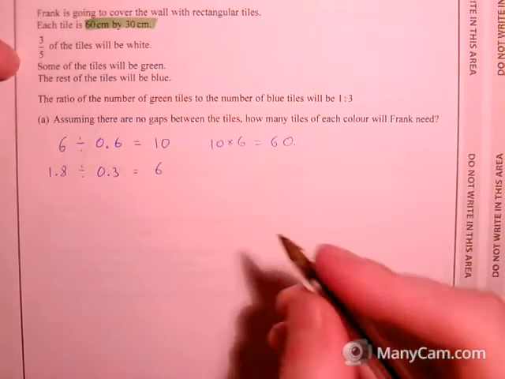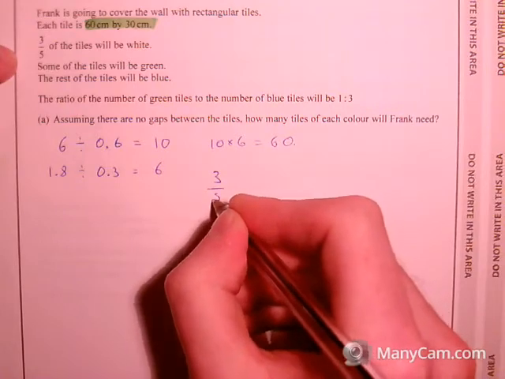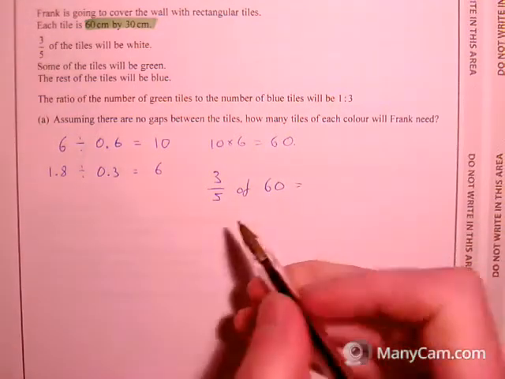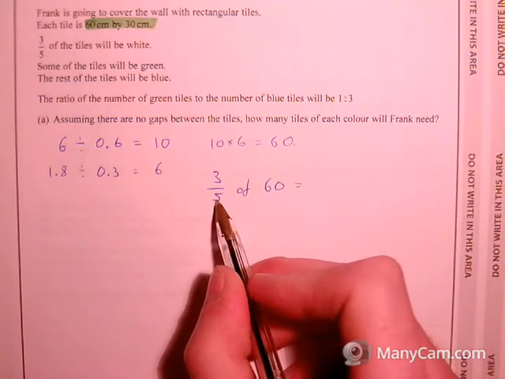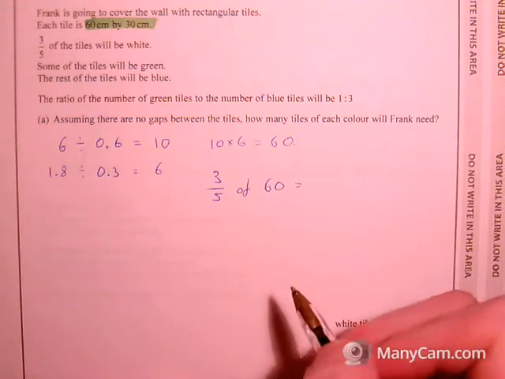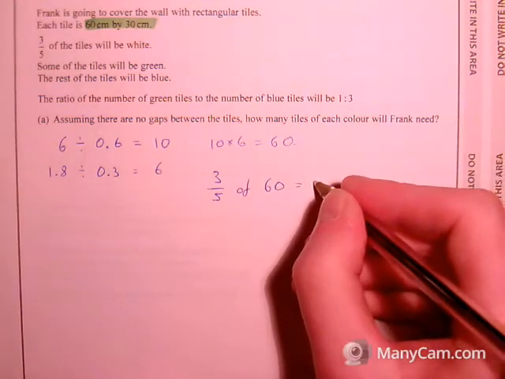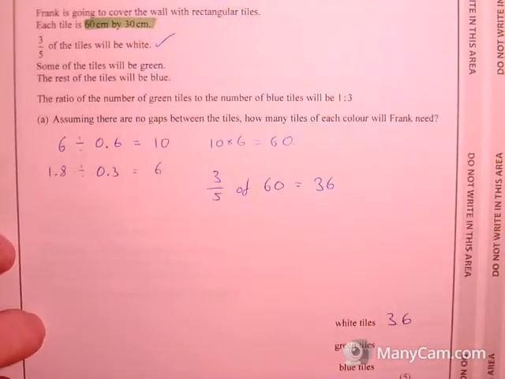So to work out how many tiles are going to be white, now that we've found out how many tiles he needs, it's really easy. We've got 3/5 of 60. So working out fractions of amounts, divide by the denominator, times by the numerator. So we've got 60 divided by 5 gives you 12, times it by 3 gives you 36. So we know that there are 36 white tiles. So we've dealt with that part of the question.